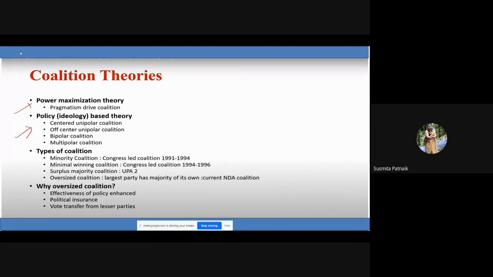Types of coalitions: when one party has not got the majority in the center, then it makes a coalition with another party to get the majority.